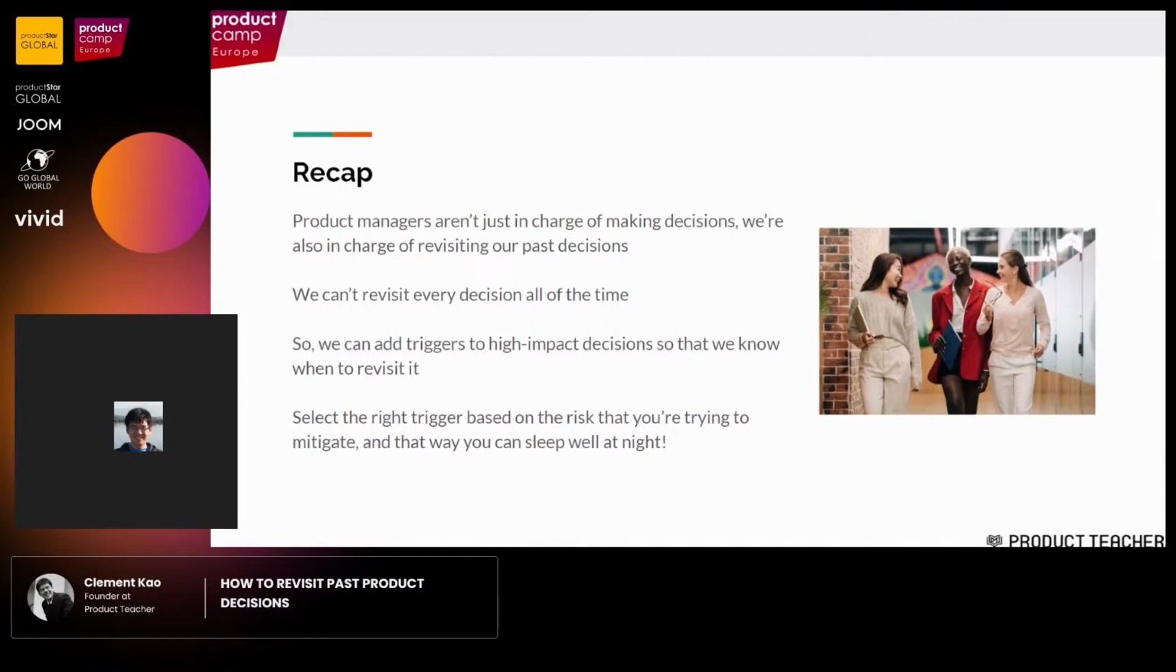And so there are three kinds of triggers that we can use. There are time-based triggers, where some amount of time has passed. Let's go back and just make sure that nothing's changed that we weren't aware of. We can use metric-based triggers. So, okay, these are the core metrics that we care about. If it goes above or below some threshold, we need to revisit our decision. And fact-based triggers: if the market changes in this way, we really need to go rethink our strategy. By using the right trigger based on the kind of risk that we're trying to mitigate, we can sleep much better at night and make sure that we're always staying proactive and on offense as product people.